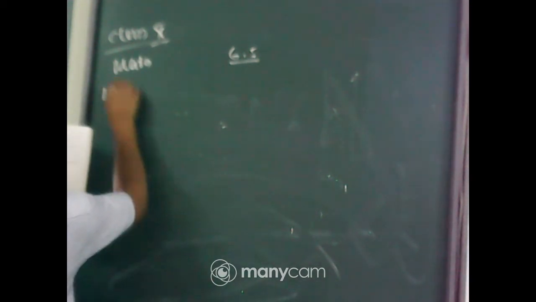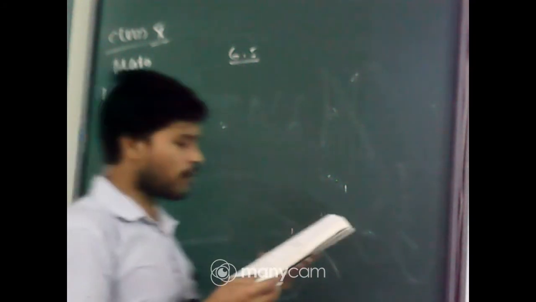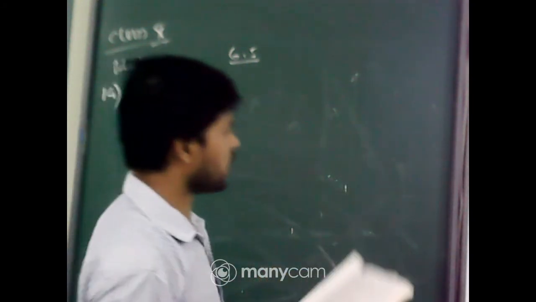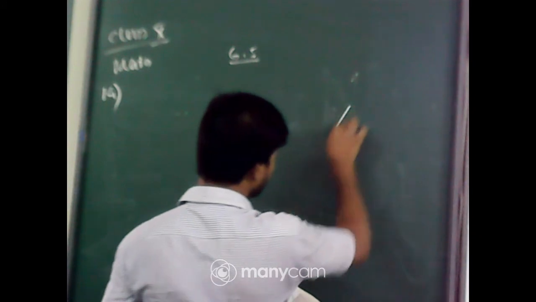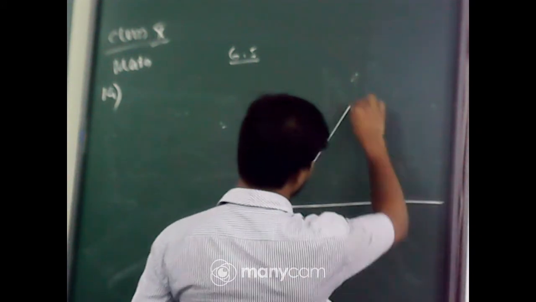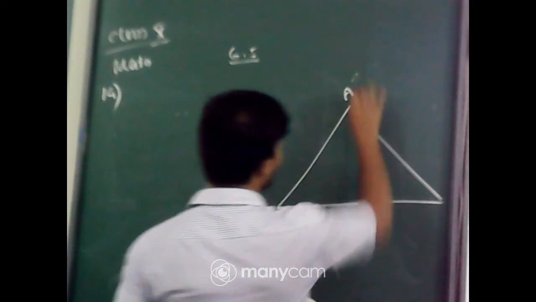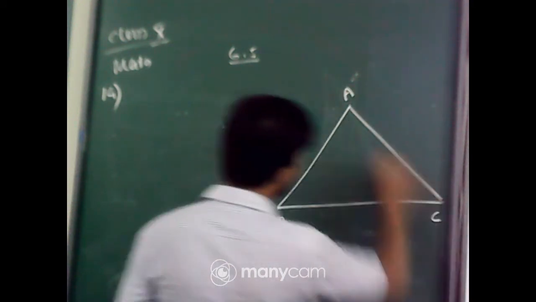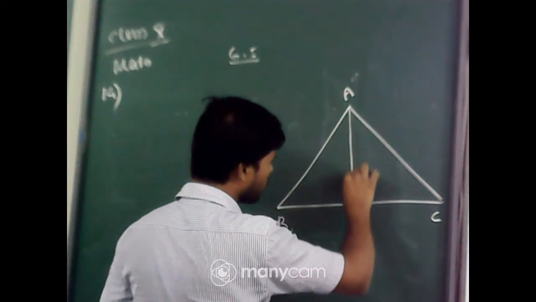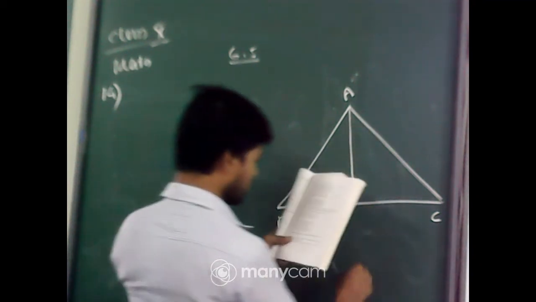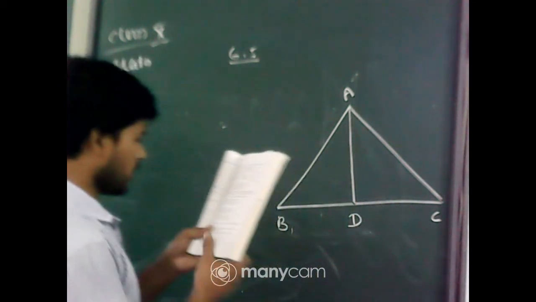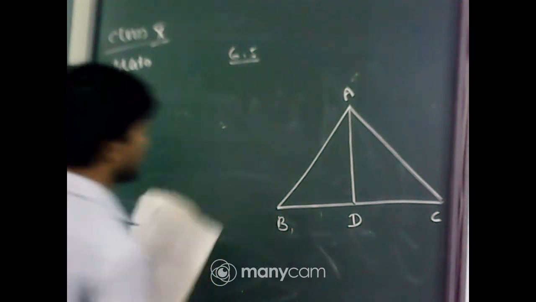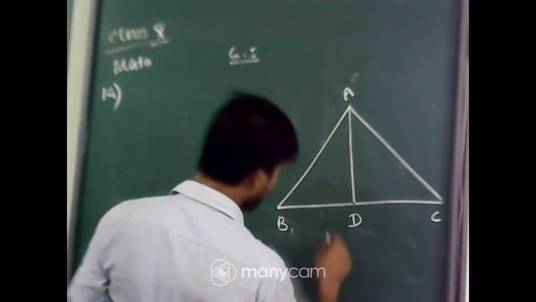Read the question once. Question number 14. The perpendicular from A on the side BC of a triangle ABC. So let us consider a triangle ABC, any triangle. This is point A, this is point B, and this is point C. And a perpendicular drawn from the point A to BC is, suppose, AD, such that BD equal to 3CD.